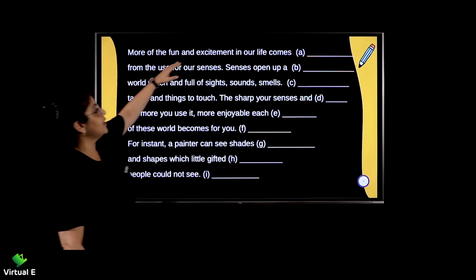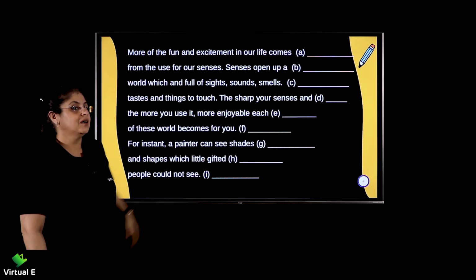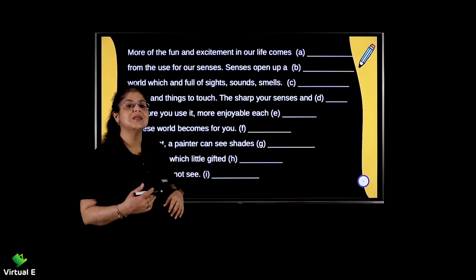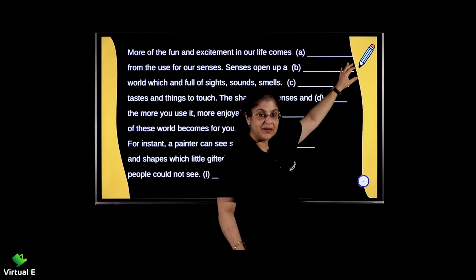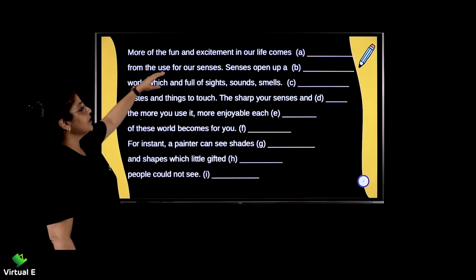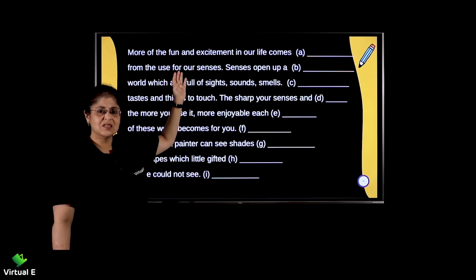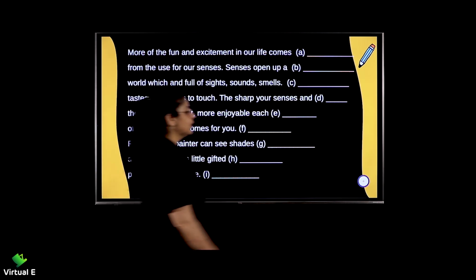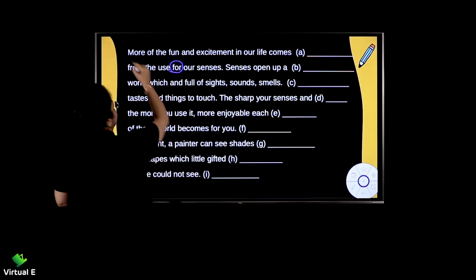So, more of the fun and excitement. Does it sound music to the ears? More of the fun and excitement? I don't think so. I guess it is much of the fun. You cannot say more of the fun. It is much of the fun. So what you're going to do here is, you are going to write more, which is the incorrect word, and you're going to correct it with much, right? So much of the fun and excitement in our life comes from the use for our senses or of our senses. What sounds better? Of, obviously. So your incorrect word is for, and you are going to replace it with of, right?